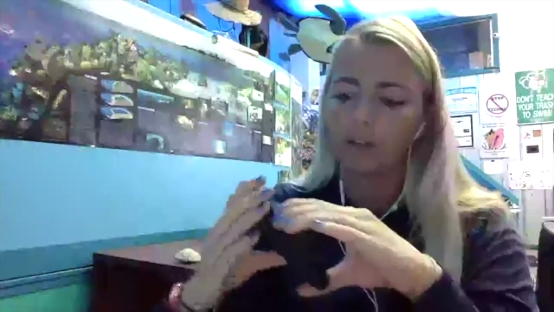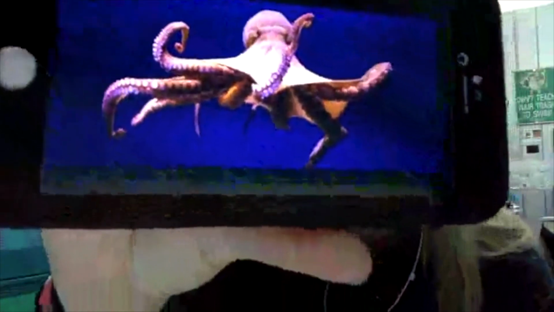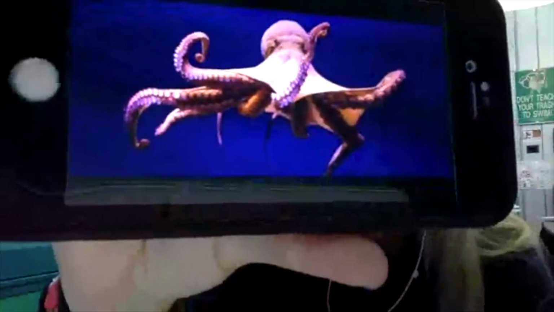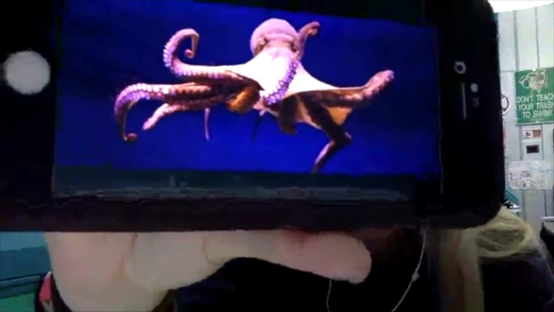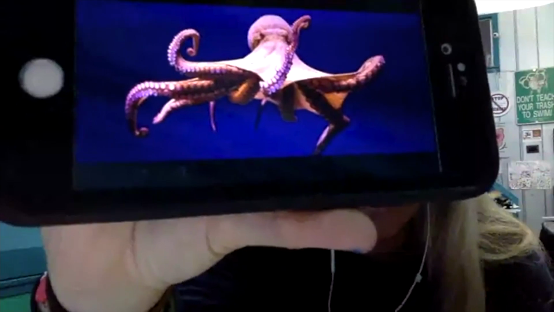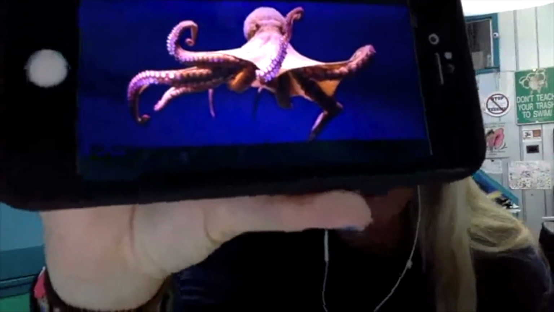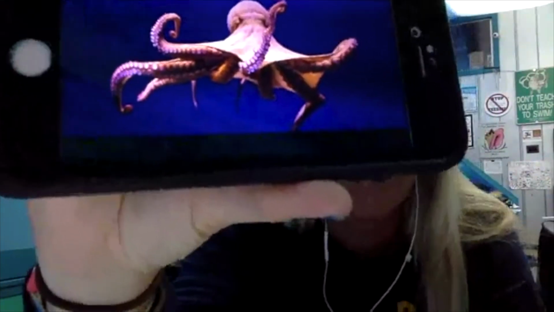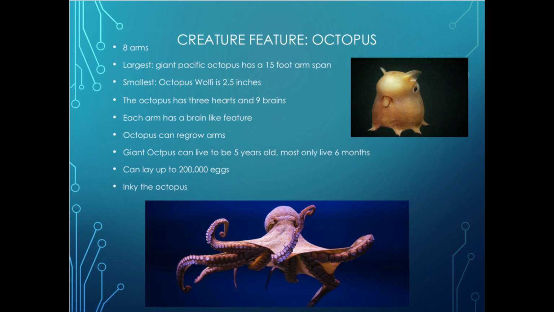All right, now everyone's favorite cephalopod, the octopus. So guys, this is the octopus here. They have 8 arms. Again, we don't call them tentacles, we call them arms. The largest octopus is the giant Pacific octopus, which has a 15-foot arm span. So remember that wingspan lesson we did with birds? The giant octopus can stretch across 15 feet long.